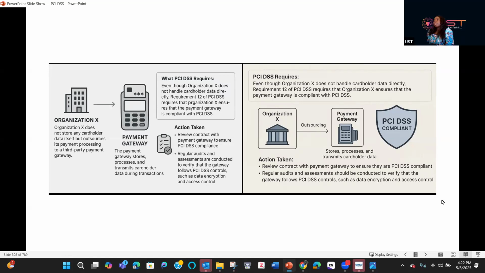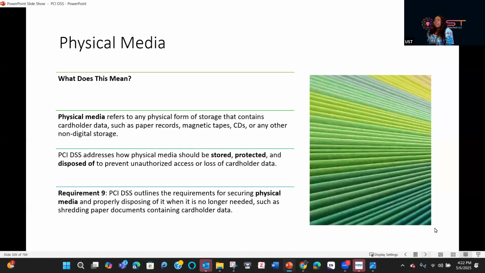Make sure that all security aspects are being covered, right? But we also make mention of media, physical media. What does it mean? Physical media refers to any physical form of storage that contains cardholder data, such as paper records, magnetic tapes, CDs, or any other non-digital storage. PCI DSS addresses how physical media should be stored, protected, as well as disposed of to prevent any unauthorized access or loss of cardholder data.